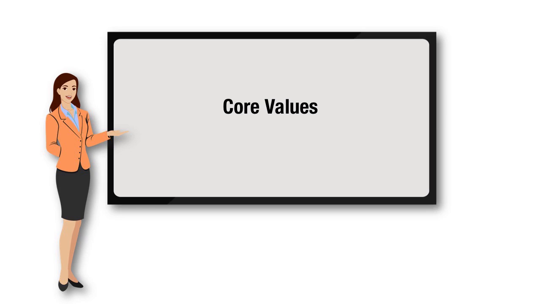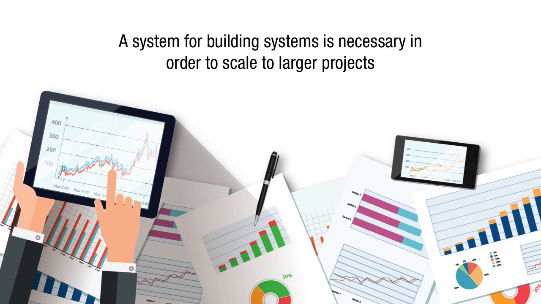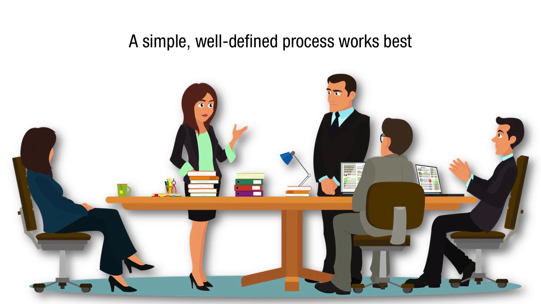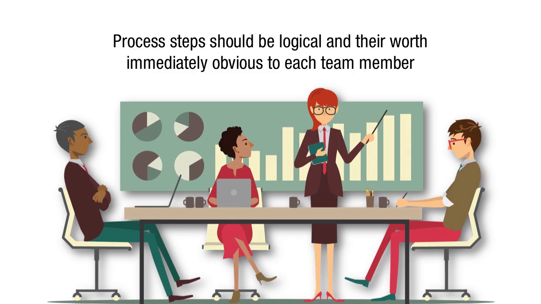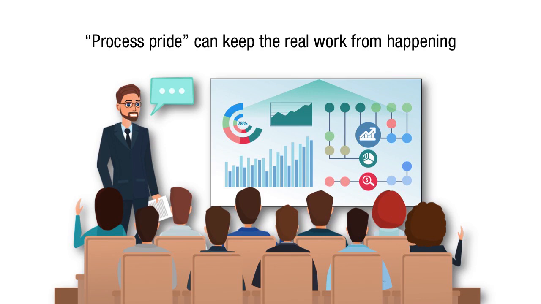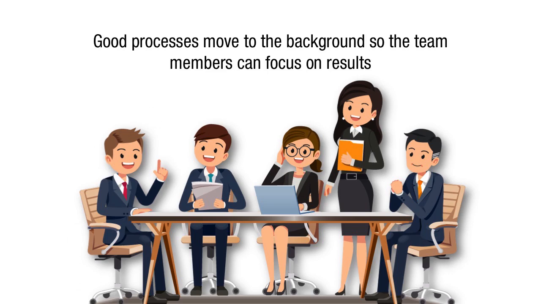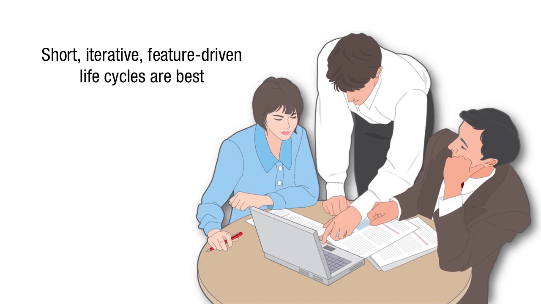We shall start with core values of FDD. FDD's core values can be summarized as follows. A system for building systems is necessary in order to scale to larger projects. A simple, well-defined process works best. Process steps should be logical and their worth immediately obvious to each team member. Process pride can keep the real work from happening. Good processes move to the background so the team members can focus on results. Short, iterative, feature-driven life cycles are best.